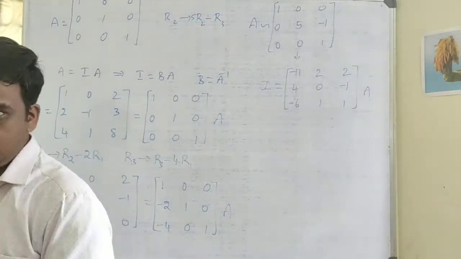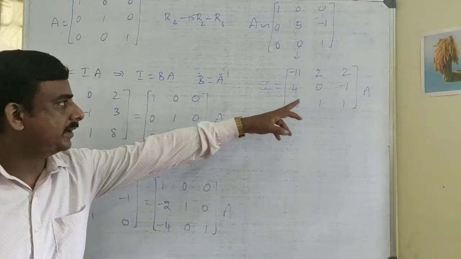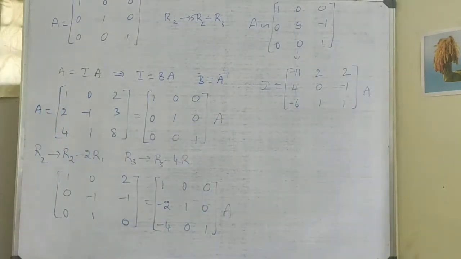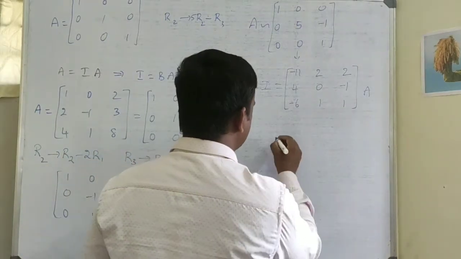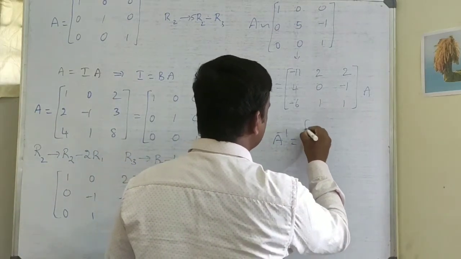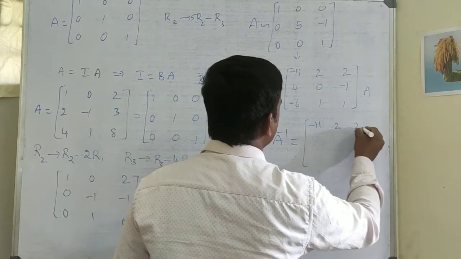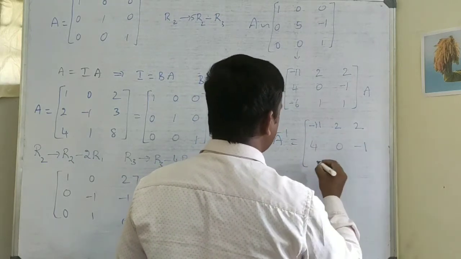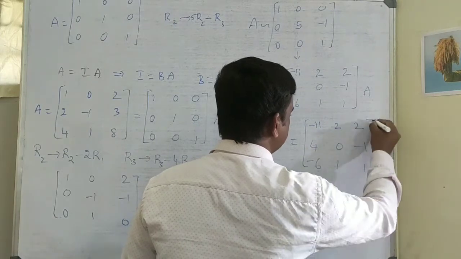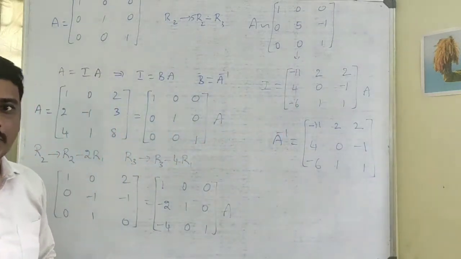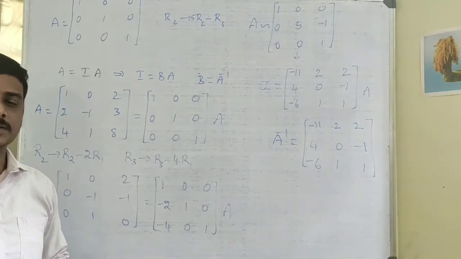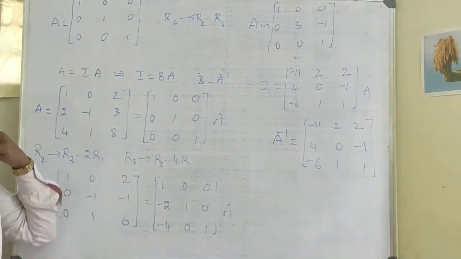I equal to some matrix of order 3 cross 3 into A. Therefore, now I have I equal to B into capital A. So B can be regarded as the inverse matrix of A. So I have A inverse equal to minus 11, 2, 2, 4, 0, minus 1, minus 6, 1, 1. That is the way of finding the inverse of a matrix using the concept of elementary matrices.